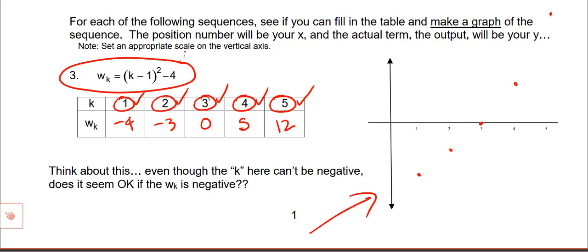Because like I said, do I plug in 1.5? Do I plug in 3.1? If you connect the points, you are putting in all those extra numbers. Don't connect them.